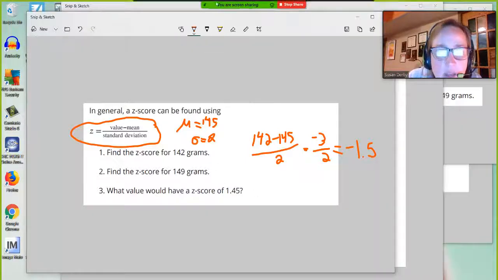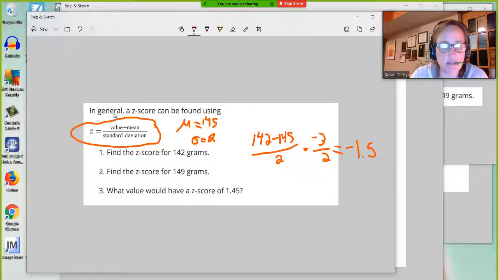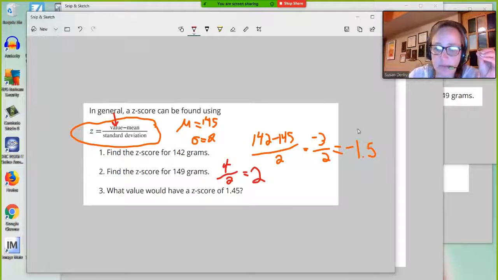That's our z-score. Here's another example for you right back to back. To find one for 149 grams, again, we're just going to plug it into this equation right here. So I've got 149 minus the mean. I'm going to go ahead and just do this in my head. 149 minus 145 gives me a value of 4. Dividing it by the standard deviation of 2 tells me that 149 has a z-score of 2. It is 2 full standard deviations above the mean. Okay, so this one's negative, it's below the mean. Our second one is positive, it's above the mean.